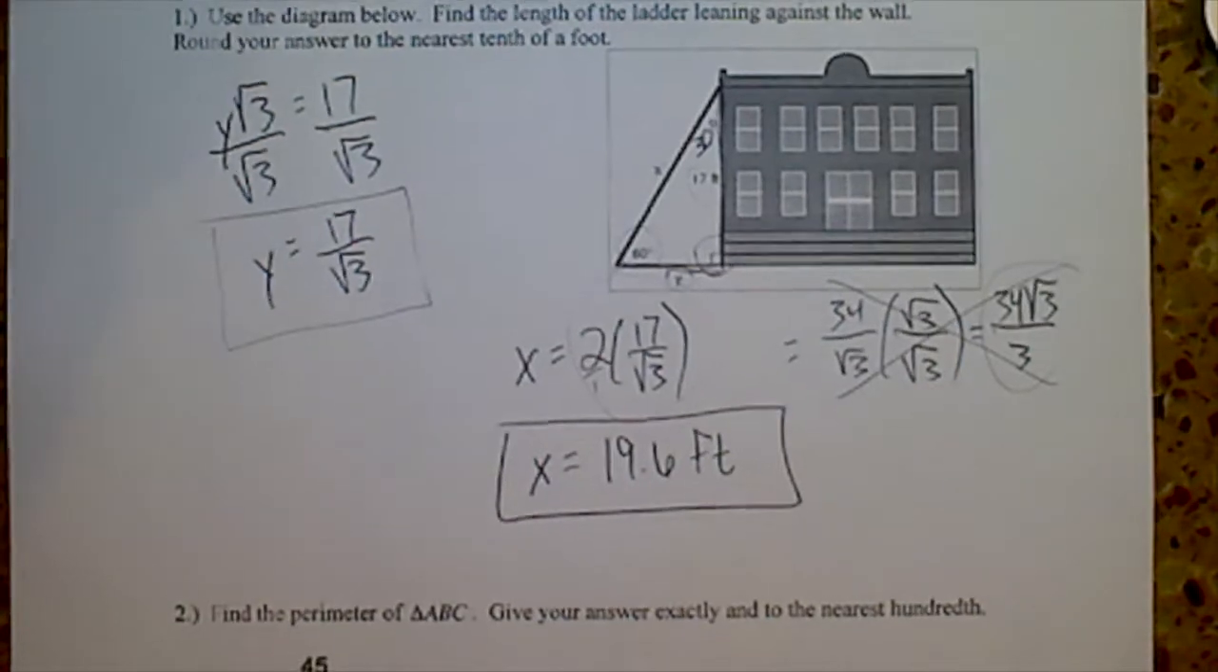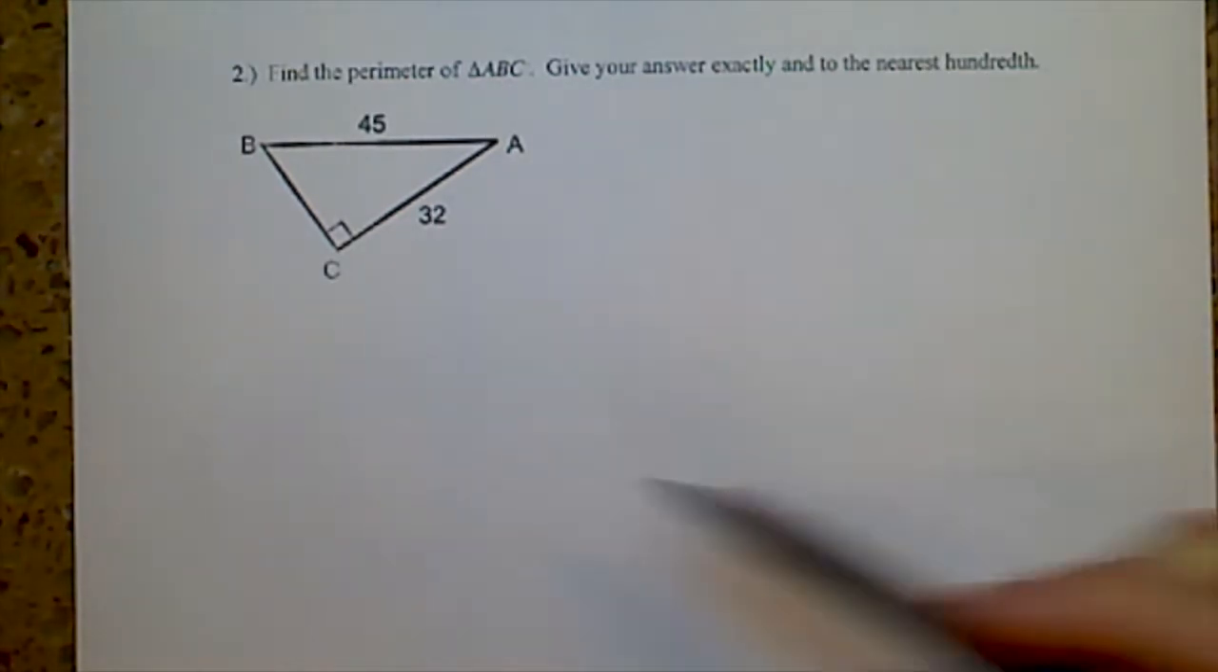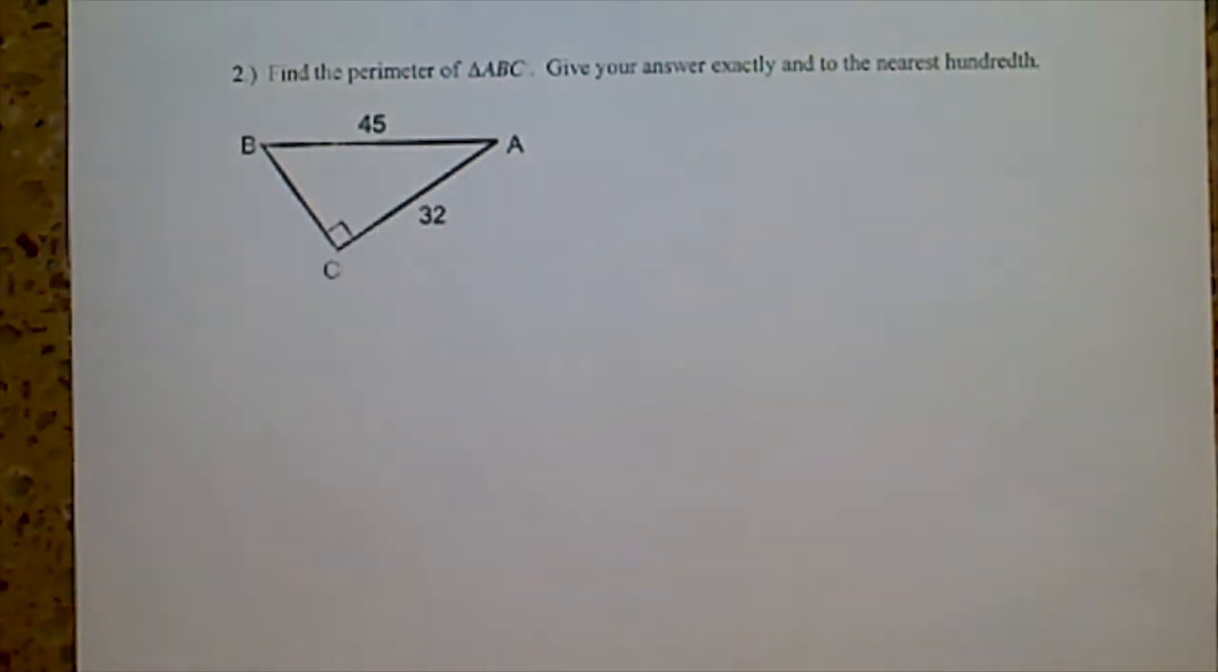All right, if you'll move down to number 2, we have another example here. This one asks you to find the perimeter of triangle ABC. It says to give your answer exactly and to the nearest hundredth. Take a moment, go ahead, try it yourself, see if you can figure it out.